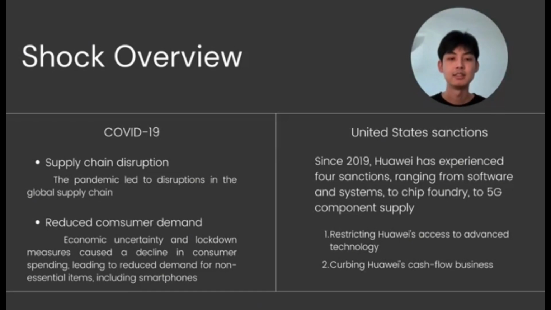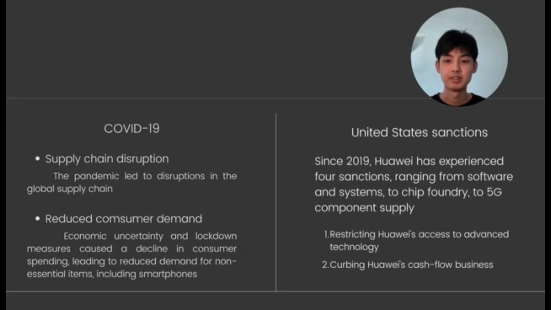The second is the US sanctions. Although it is a political policy, it is no less than an economic crisis for Huawei, which since 2019 has restricted Huawei's technological development, as well as the operation of its vital business by several US sanctions.